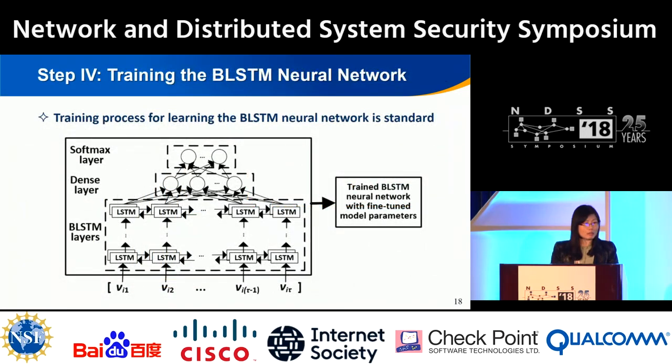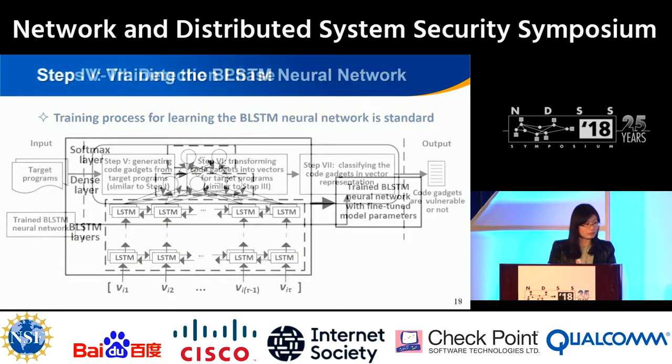The fourth step is to train the BLSTM neural network. The training process of this neural network is standard. The output is a trained BLSTM neural network with fine-tuned parameters.